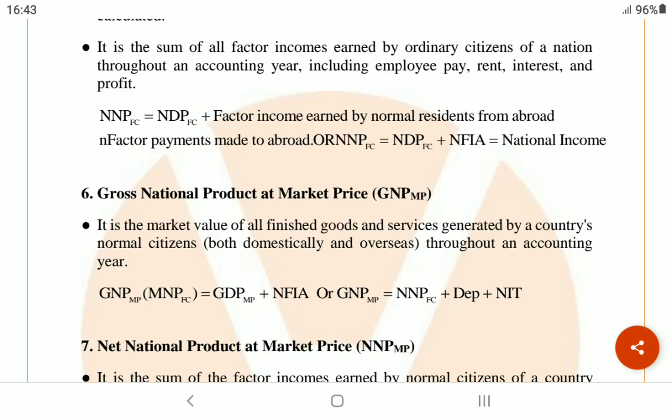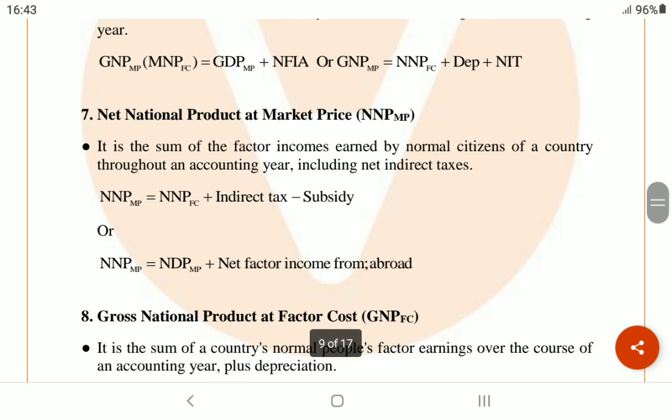Next is net national product at market price, NNPMP. It is the sum of the factor incomes earned by normal citizens of a country throughout an accounting year, including net indirect taxes. NNPMP is equal to NNPFC plus indirect tax minus subsidies, or you can also write it as NNPMP is equal to NDPMP plus net factor income from abroad. Okay, so this is the formula for net national product at market price.